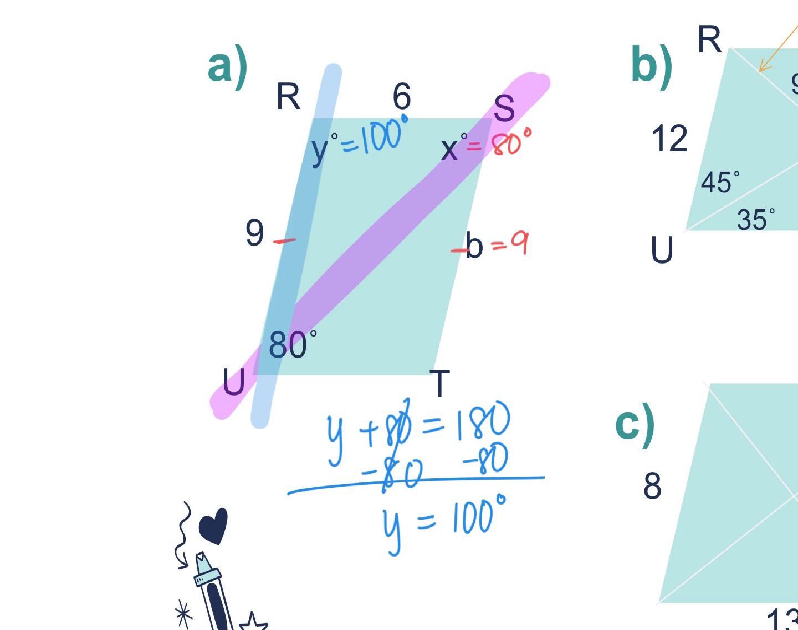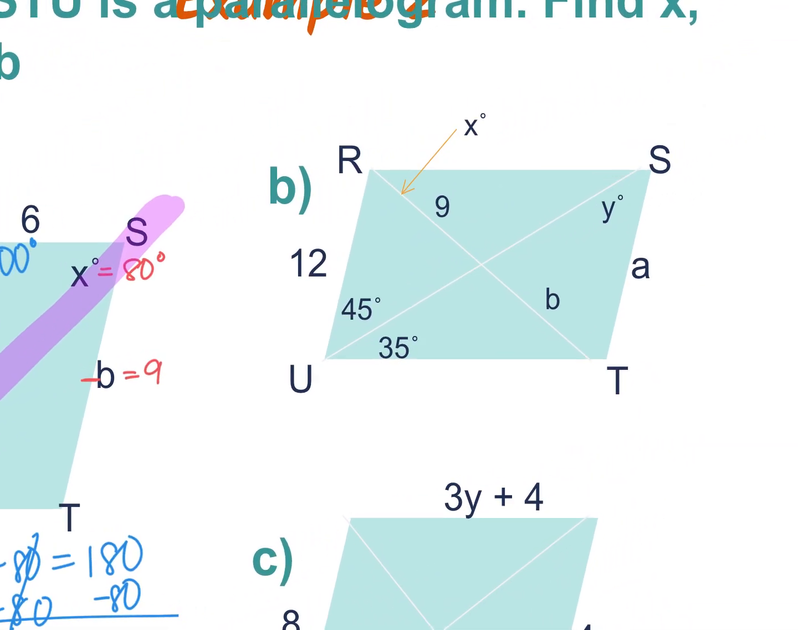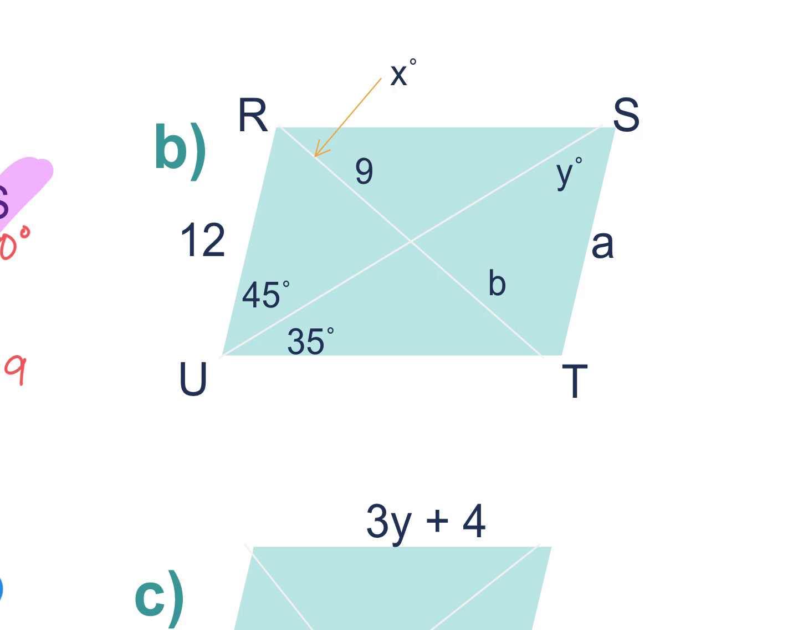They're 180 degrees. So remember, we're trying to find A, B, and X and Y. Looking at A, do we know what A is? 12. A is going to be 12, because both these sides are congruent. Do I know what B is? 9, because diagonals bisect each other. Do I know what Y is? 45. How do I know it's 45? These are alternate interior angles.